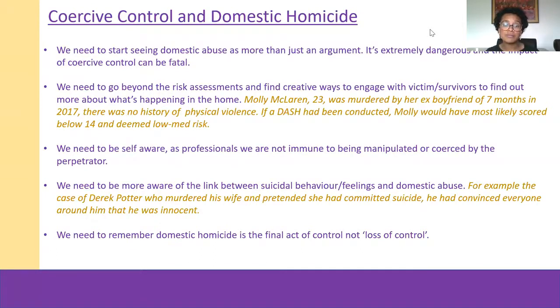And finally, coming back to it again, we need to remember that domestic homicide is the final act of control. I just think it's so important to remember that. And there were so many cases that we looked at that evidence this. And again, going back to that language around the frenzied attack, this notion that he just picked up the knife and he just lost it. In almost 50% of the cases that we looked at, there was an example of overkilling, which is excessive force used to kill the victim.